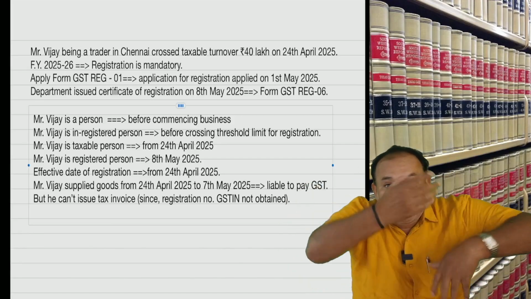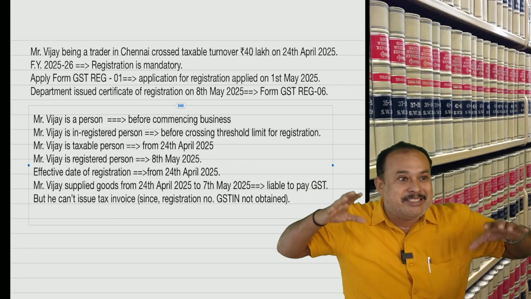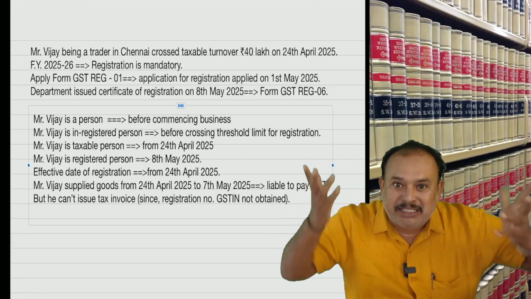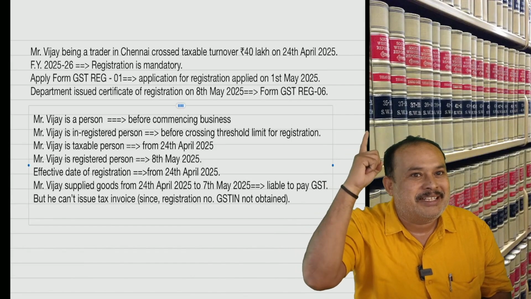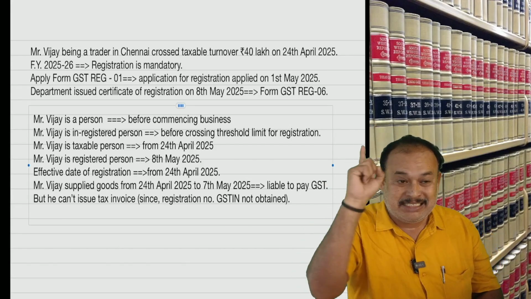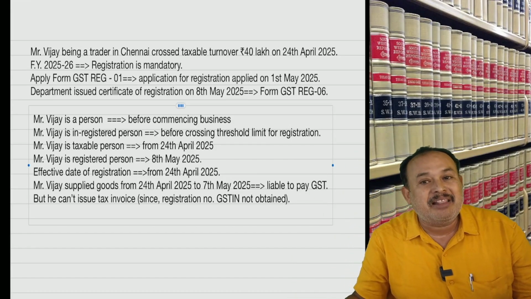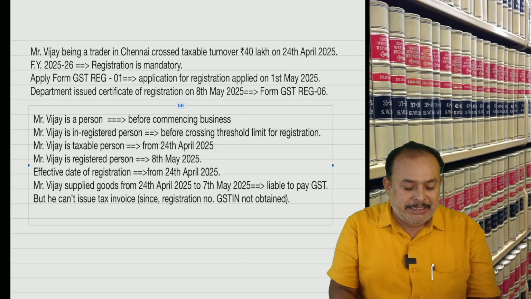And revise the invoices by showing tax separately in the invoice and issue the invoice. That is called what? Revised invoices. One can revise the invoice, but one cannot revise the tax returns under the GST. Is that clear?